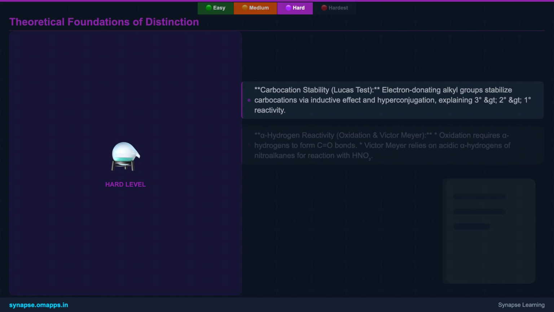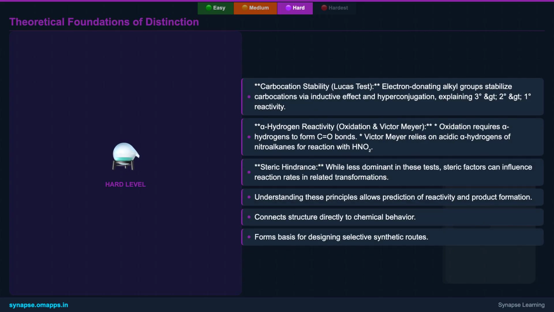These distinction tests are rooted in fundamental chemical theories. Carbocation stability, governed by inductive effects and hyperconjugation, explains the Lucas test reactivity order. The presence and acidity of alpha hydrogens are critical for oxidation reactions and the Victor-Meyer test. Understanding these underlying principles allows us to predict reactivity and design synthetic pathways, showcasing the interconnectedness of structure, mechanism, and reactivity in organic chemistry.